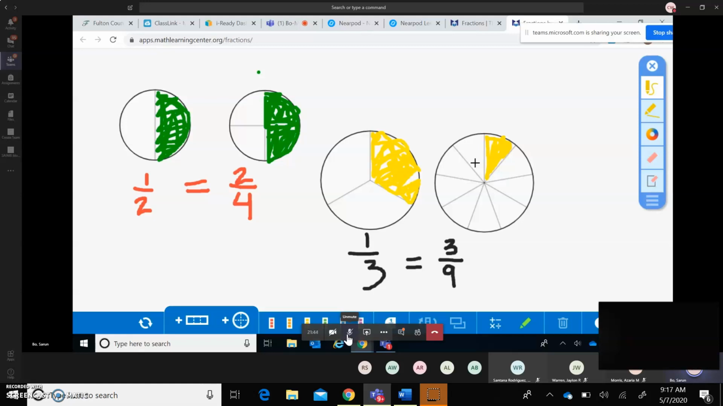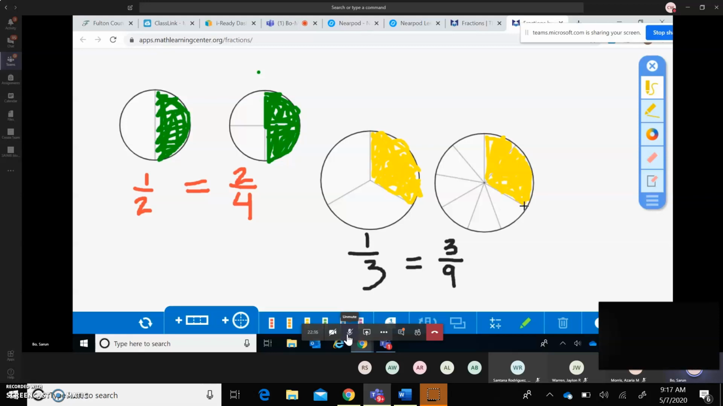So I'm just going to keep on coloring it in. Okay, and coloring it in. Now I can see that it took 3 to equal 1/3. Okay? There you go. Yep, 1/2 equals 2/4. 1/3 equals 3 ninths.